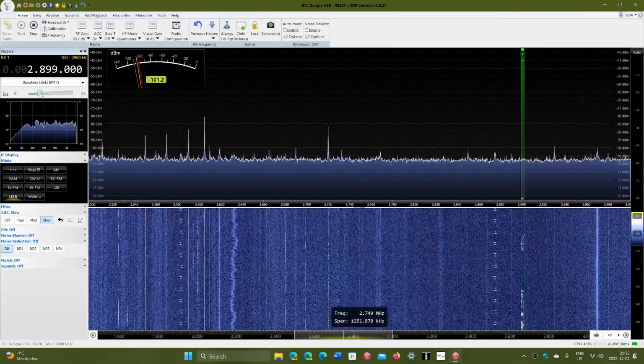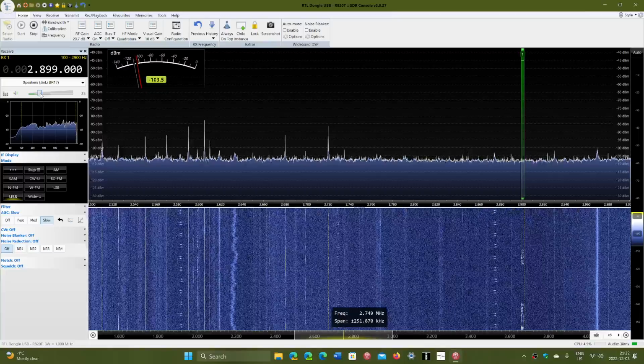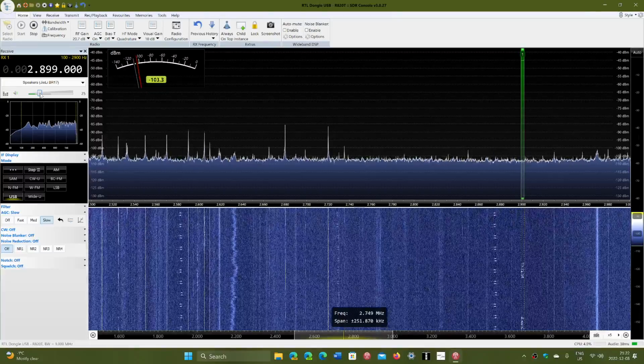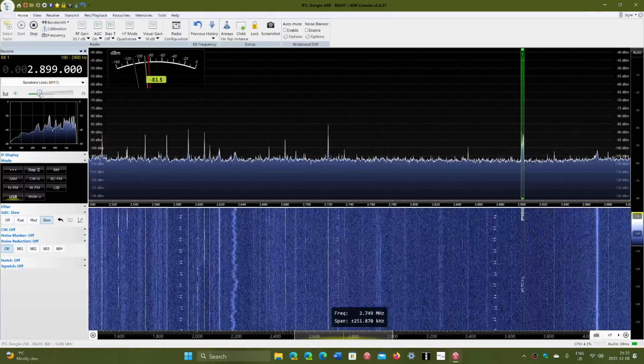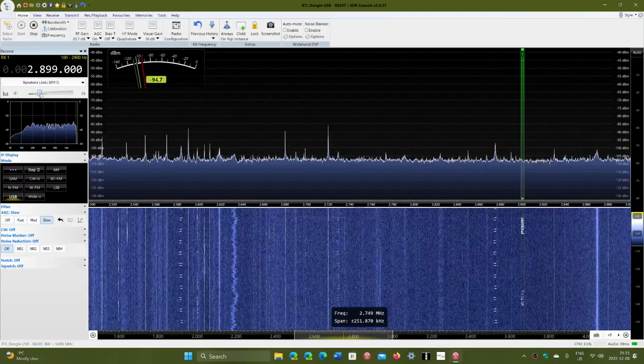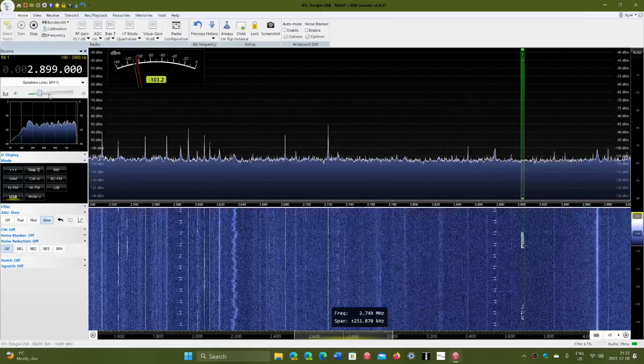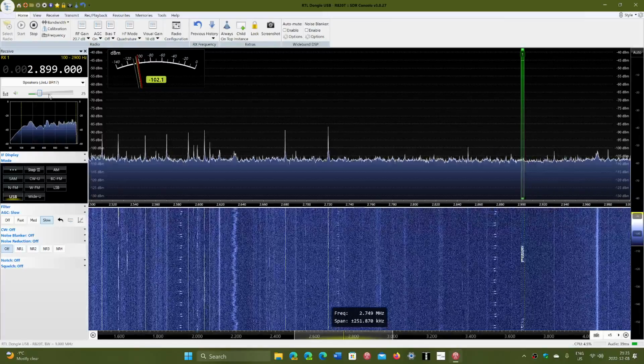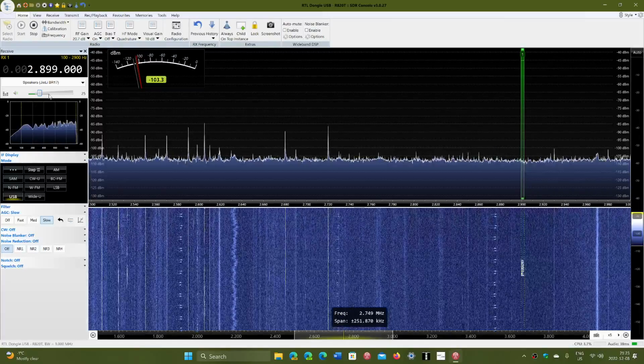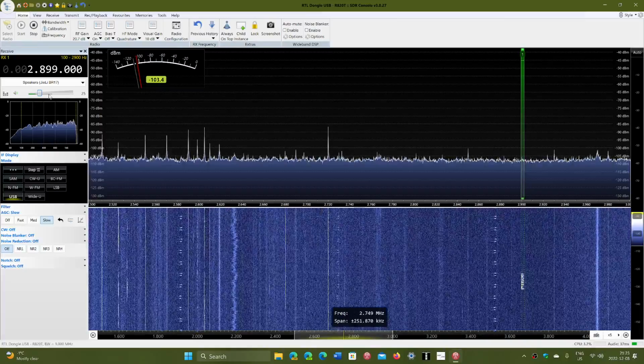2899, Gander, Newfoundland, Canada, air traffic control. I think this is the lowest frequency I get any air traffic information or any air traffic communications, 2899. Pretty low frequency. Just below shortwave. It's actually technically medium wave.